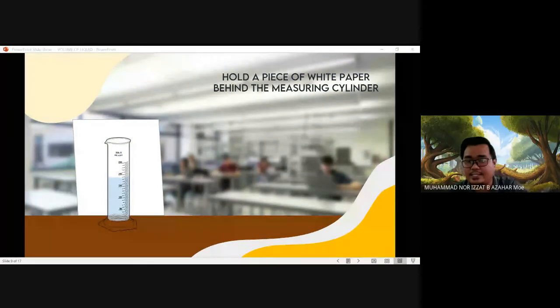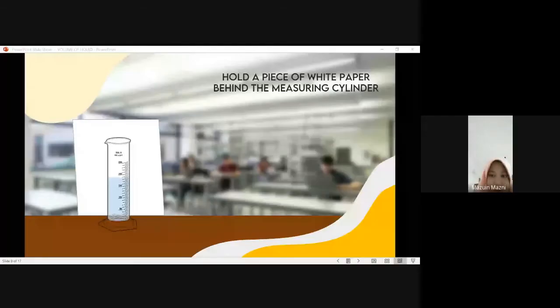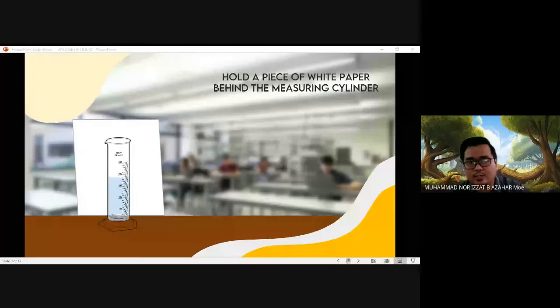Alright. Yes, there's a question. Yes, Auni. What if the water is black or brown or orange? Okay, very good question. If the color of the liquid is different, such as yellow, black, white, you must use paper that contrasts with the color of the liquid. If the liquid is white, don't use white paper, use black paper. Understand?